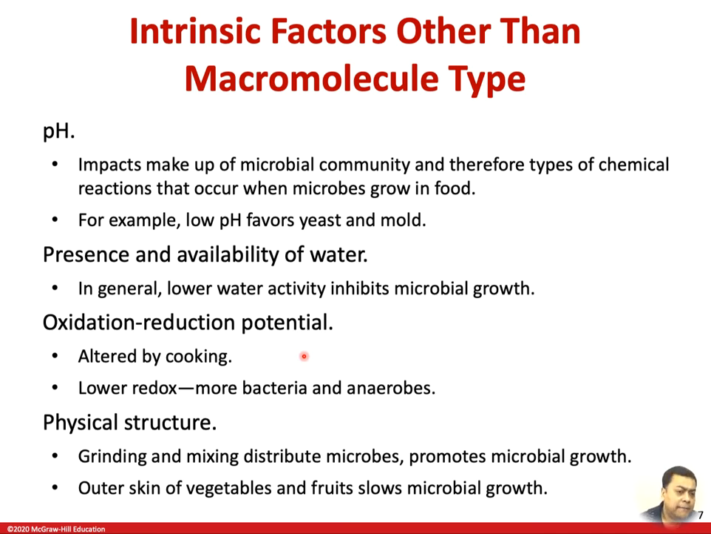On the other hand, the physical structure can also increase the surface area of the food. Say, for example, grinding and mixing distribute the microbes and promote microbial growth. So, for example, when we are making sausages or hamburgers, the chances of them getting spoiled are faster than a solid meat product. The outer skin of vegetables and fruits also slows microbial growth. Say, for example, slight bruising of tomatoes can lead to faster decomposition.